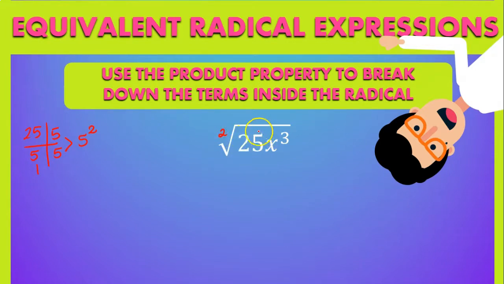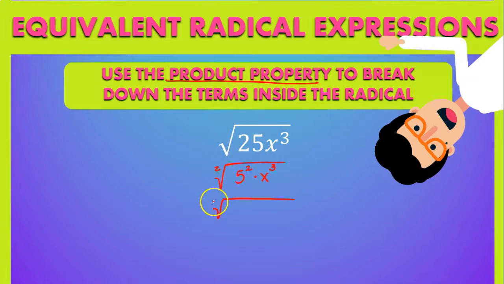What we do to take things out of the root or radical is that the exponents have to be divided by the number in the root. In this case, 2. So we have 5 to the power of 2 times x to the power of 3. In order for this 3 to be further simplified, we can use the product property to break down that term. So we can express x to the power of 3 as x to the power of 2 times x.